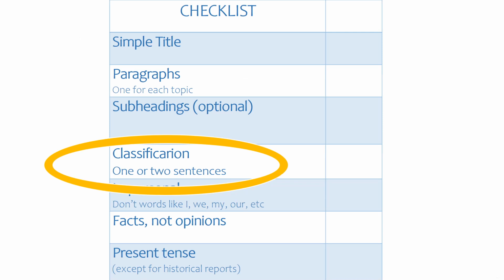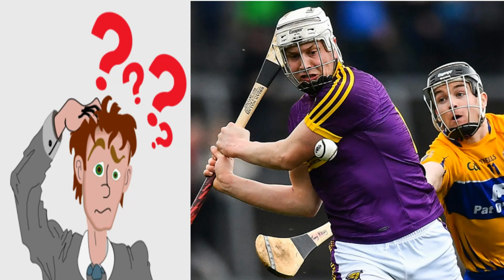Next, we'll write the classification. It goes at the start and tells us what the report is about in a few short words. It's surprisingly tricky to answer a question like, what is hurling? What is the most basic description you could give a Canadian so that they could understand? You must take your time and think it through.